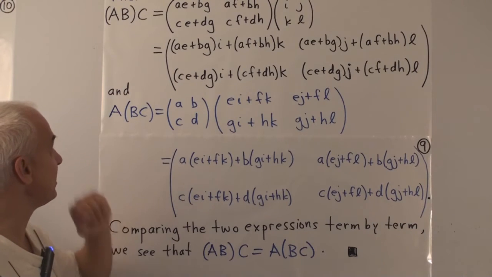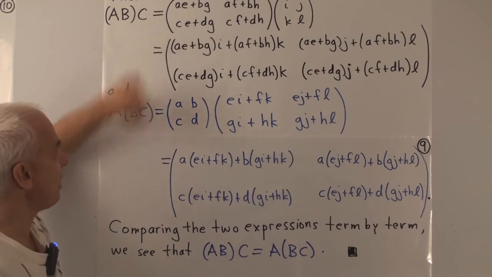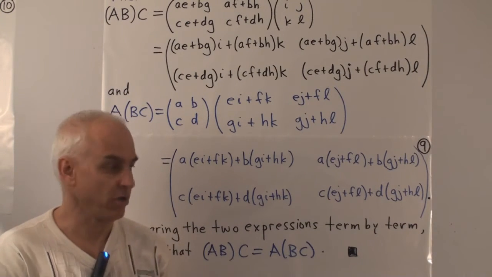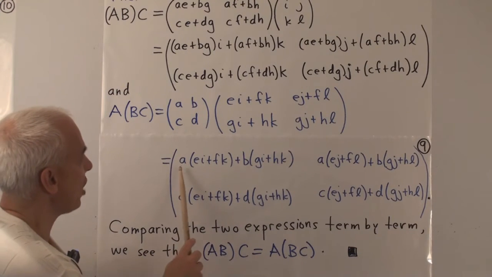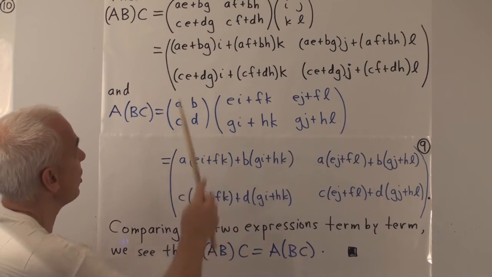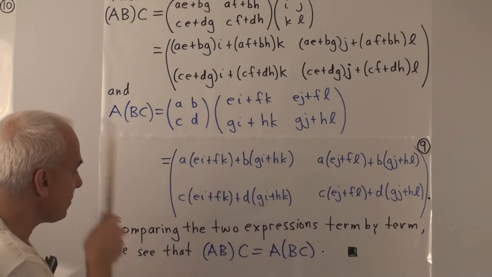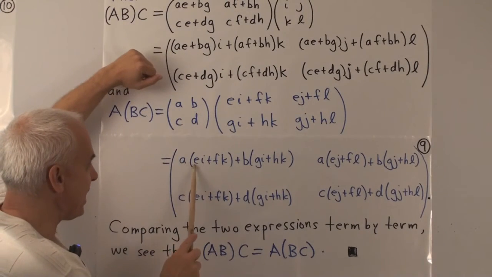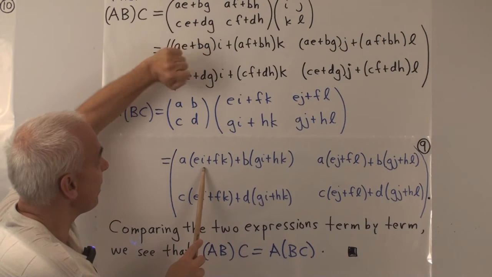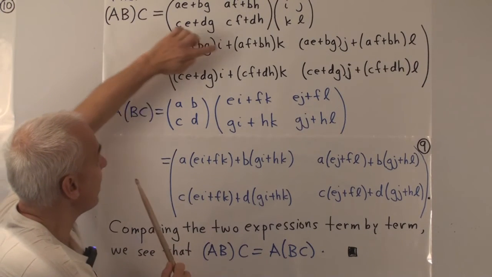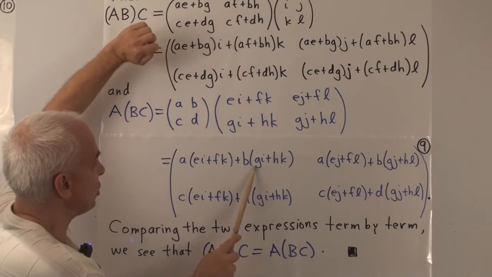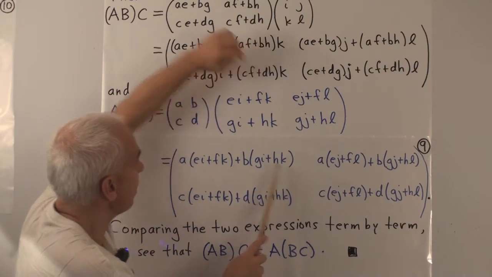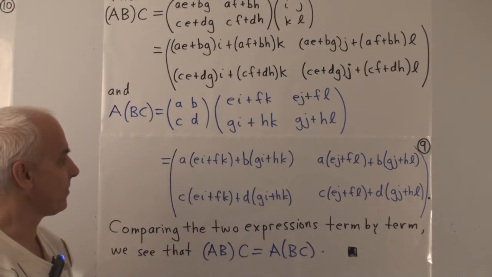Alright, so there's A times BC, and up here we had AB times C. And now we have to compare these two expressions. And we're going to do that term by term. So let's have a look at the top left entry. This entry here compared to this entry here. Well, they're altogether 4 terms, and there are altogether 4 terms here. Let's see if they agree. So here there's an AEI, and here there's an AEI. Here there's an AFK, and here there's an AFK. A BGI, and a BGI. And a BHK, and a BHK. So the top left entries agree.